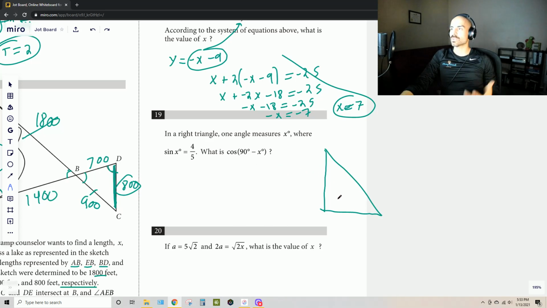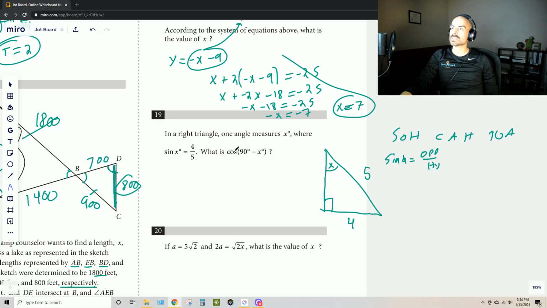All right, it's a right triangle. So let's draw this bad boy out. And then we're dealing with SOHCAHTOA here. If they're telling us one angle is 90, the other is x, and the sine of x equals 4 over 5. Well, remember, sine of an angle is equal to opposite over hypotenuse. So if the sine of this is 4/5, that means the opposite is 4 and the hypotenuse is 5.